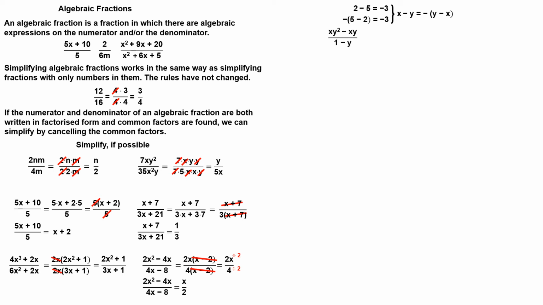In the numerator, the highest common factor is xy. We can factorize the numerator. Now we have to use the property and factorize the denominator. The common factor is y minus 1. After cancelling, we get this expression.